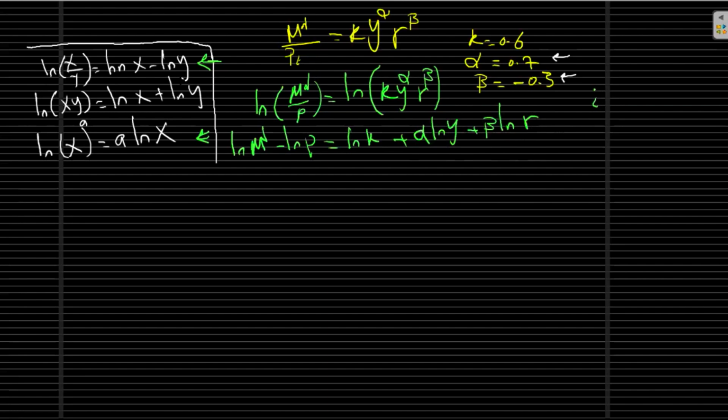So what we need to do here then is basically express money demand on one side, just have money demand, and this will go to the other side.